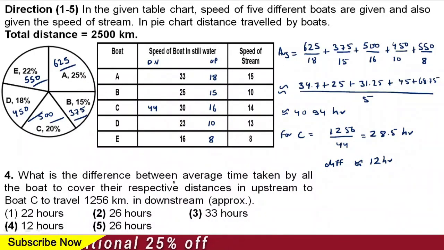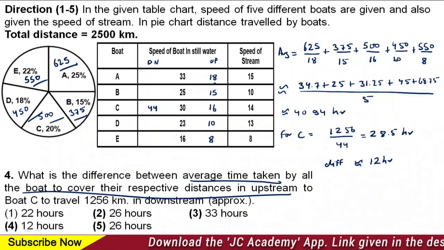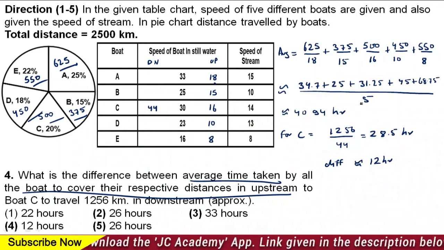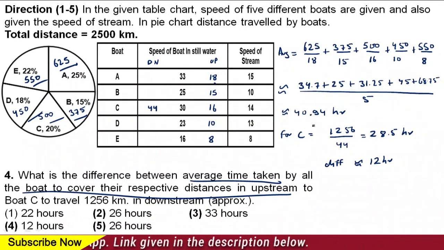So the average time for all the boats to cover their respective distances upstream will be 625 upon the upstream speed 18, then 375 upon the upstream speed 15, and so on for all the boats. The total comes out and is divided by 5. What we get is a value of approximately 40.94 hours.